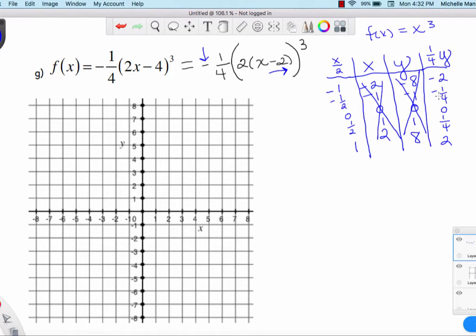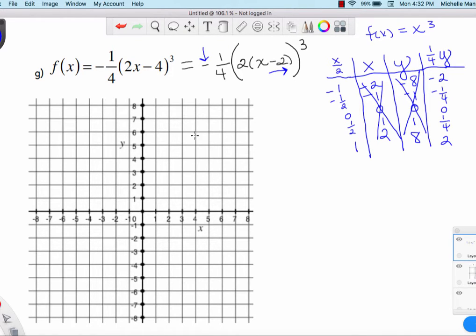And instead of going down a quarter, you'd go up a quarter. Instead of going up a quarter, you go down a quarter. Instead of going up 2, you're going to go down 2 at that point. All of these values, because of that negative, are going to be affected. And I just kind of take care of that as I go.